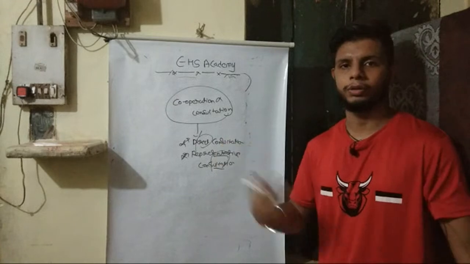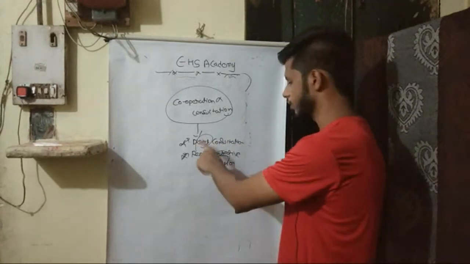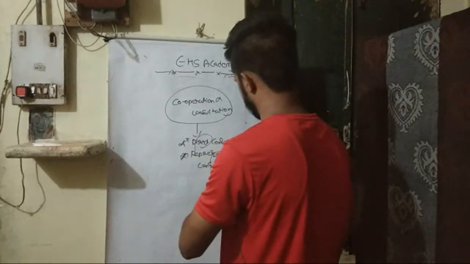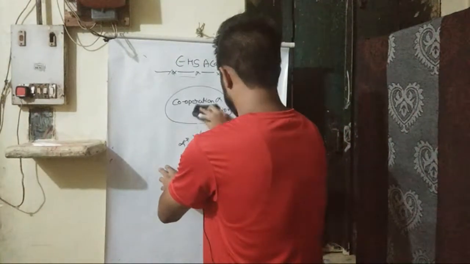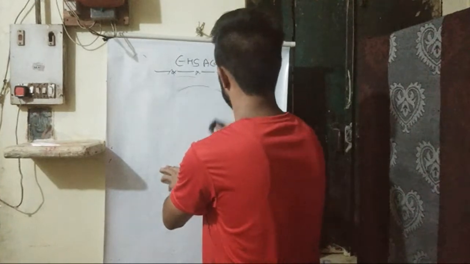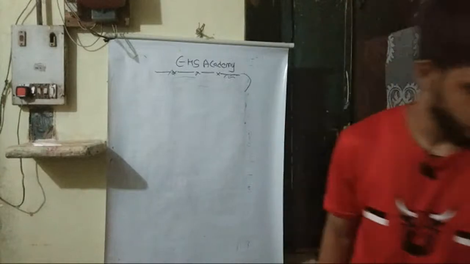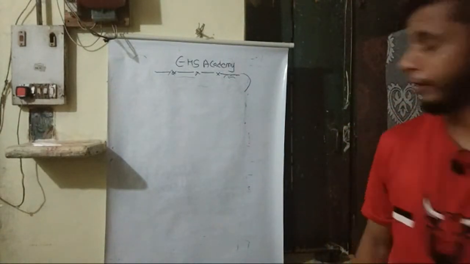Now we will go to further topics. First is direct consultation, second is representative consultation. You can write that, guys. Sorry. Now we'll go to the next topic. What is that? The safety committee here.